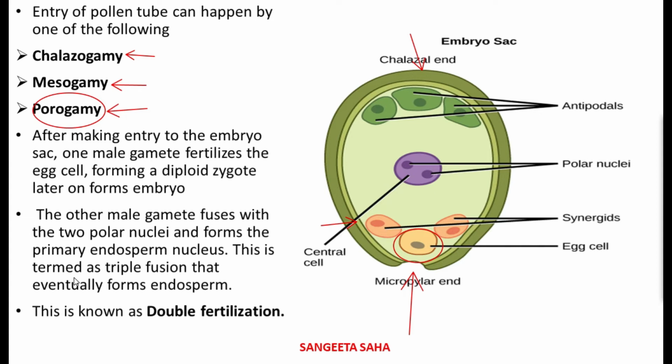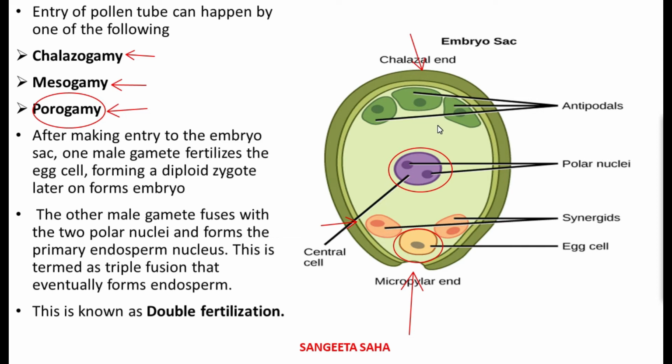The other male gamete that is released fuses with the two polar nuclei here and forms the primary endosperm nucleus. And this is termed as triple fusion. So, the primary endosperm nucleus gives rise to endosperm, while the zygote develops into embryo. Now, the developing embryo will get nourishment from the endosperm.